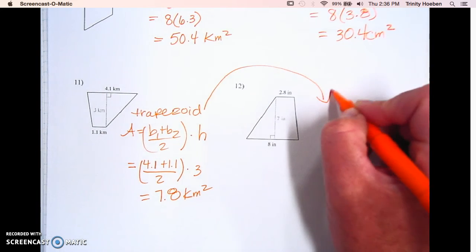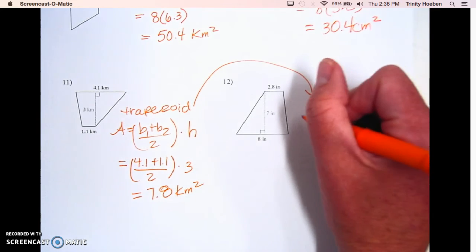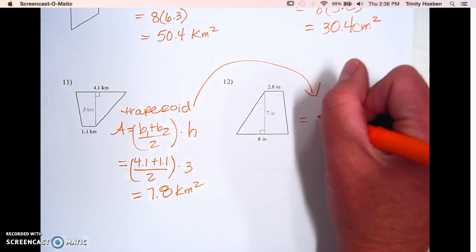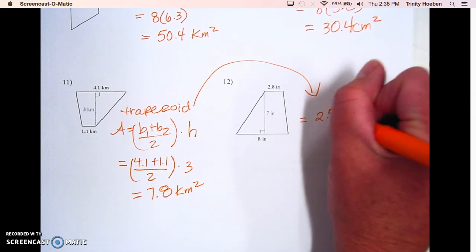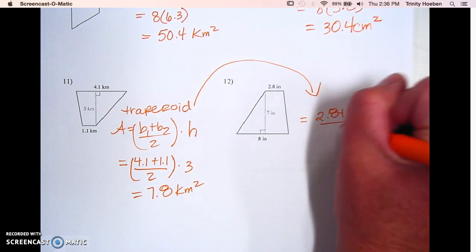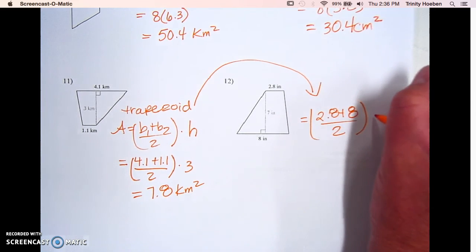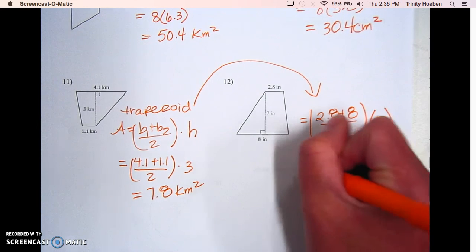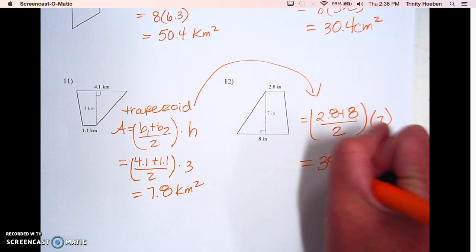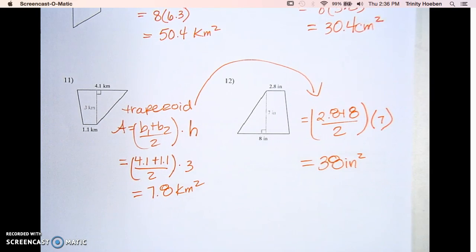Number 12 is also a trapezoid, so it has the same formula. So I'm just going to punch it in. I've got a base of 2.8, another base of 8. Divide that by 2, multiply by a height of 7. Punch it in the calculator. I got 38 inches squared.